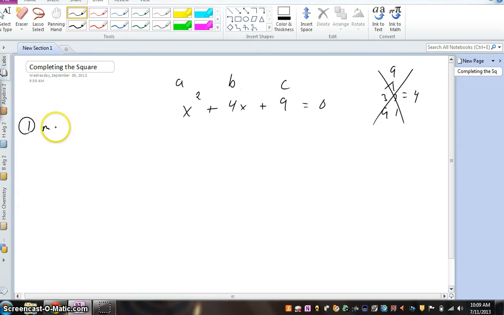Step 1 is move C to the other side. So we're going to move C to the other side. We're going to take this and move it over by subtracting 9 to give us x squared plus 4x equals, sorry, let me write it this way, equals negative 9. Now, there's a reason that I'm writing it this way.